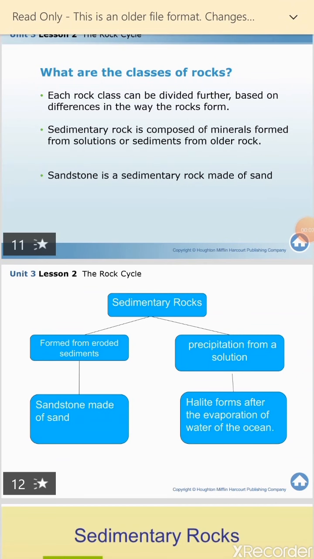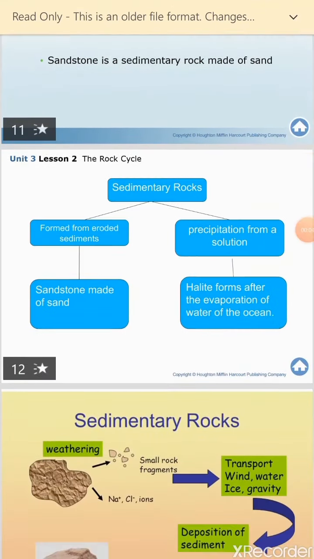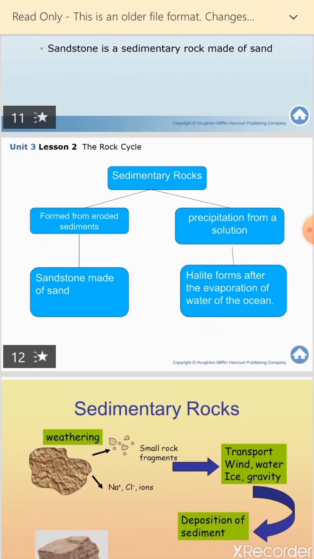Here we will start talking, the first one, about the sedimentary rock. As you see, the sedimentary rock can be formed in two ways. First, from eroded sediments. What do we mean by eroded? That means moved by erosion. We said moving the sediments from one place to another is erosion. So the eroded sediments finally will be deposited, the deposition that we talked about.